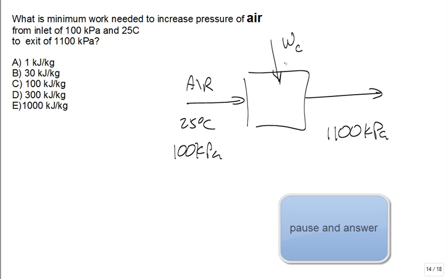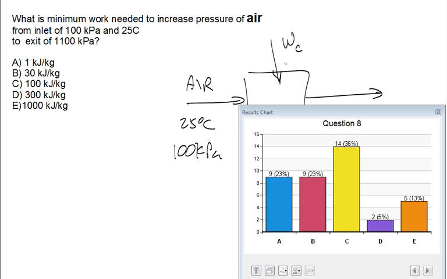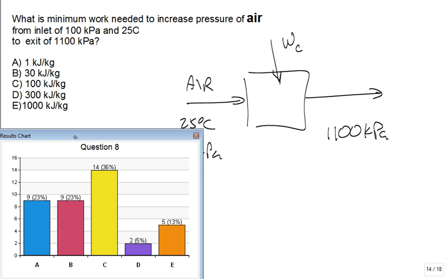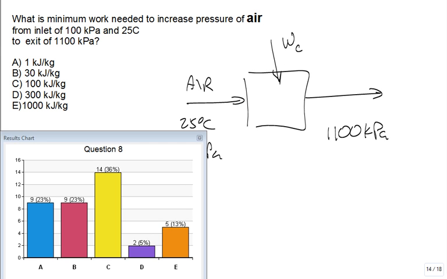All right, we're stopped. Let's go ahead and stop. And we show the results. And here are the results. They're all over the map. True? All right. If I do a first law analysis for this problem, is the work to drive the compressor H exit minus H inlet? Is it the change in the enthalpy?